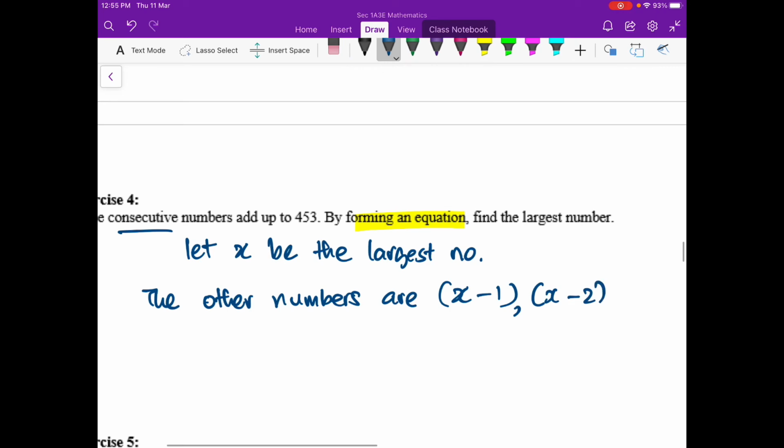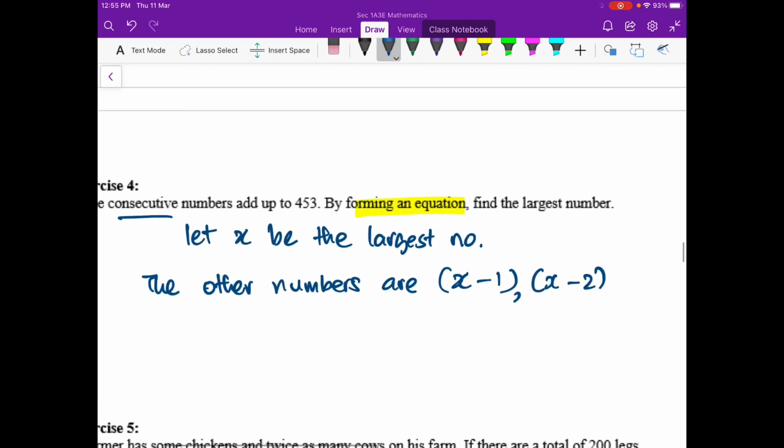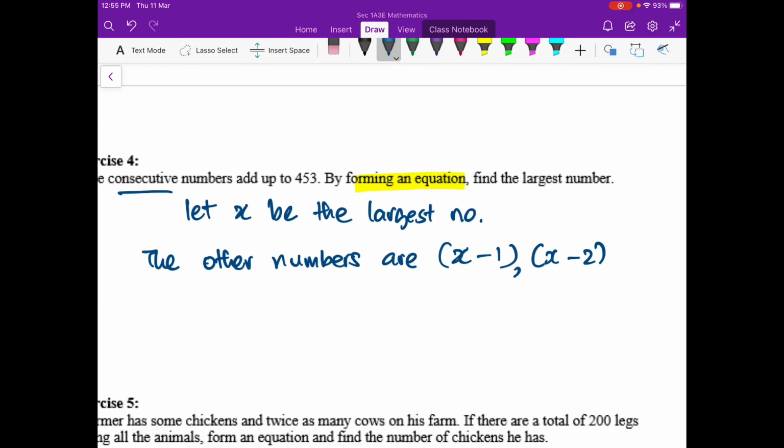X minus 2. Okay? You get that? Okay, let's look at the third step. Form an equation. I have expressed everything in terms of x already. I've got x, x minus 1, x minus 2. And now I have to form an equation.